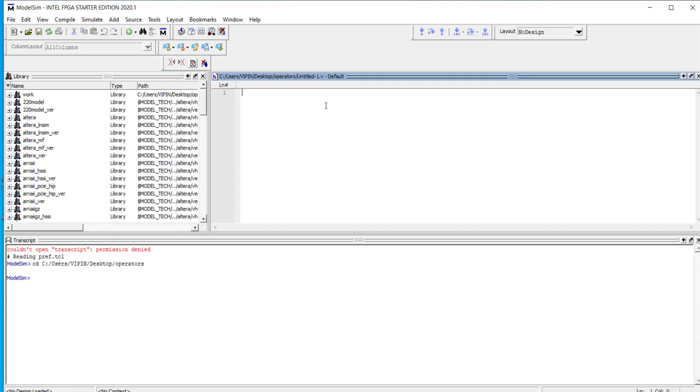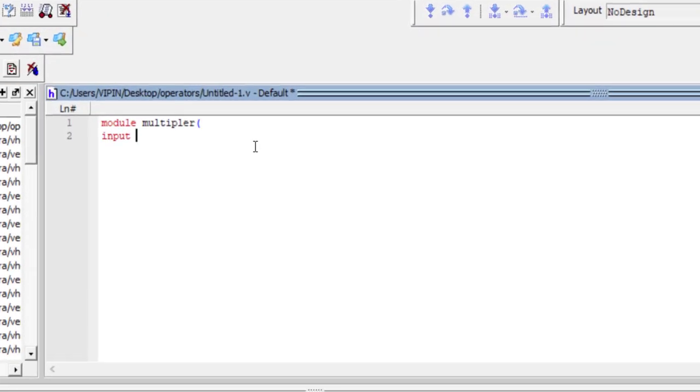Okay, let's discuss the remaining math operators also. So we will look at the multiplication operation. Let me write a multiplier. It is taking two inputs. Let's call them input A, input B, and make them 4 bits wide.